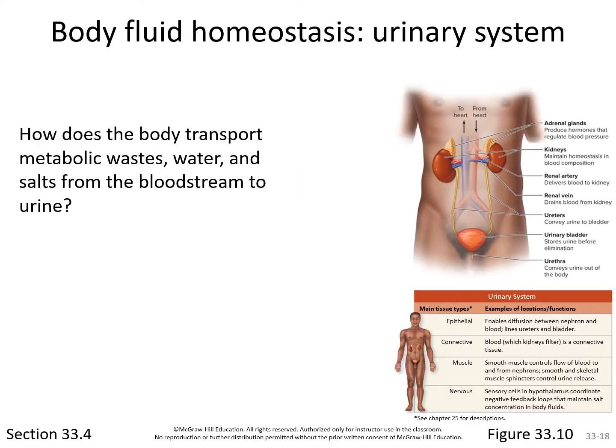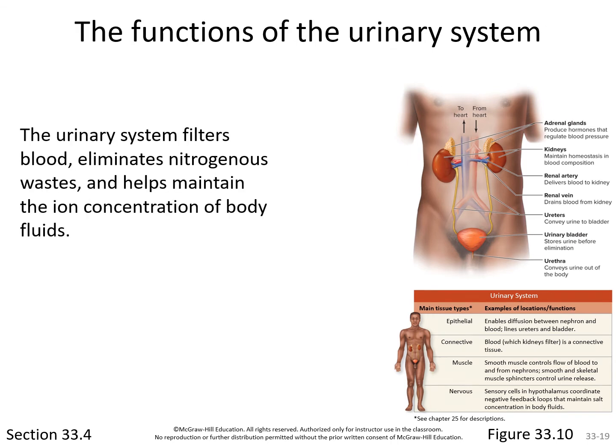All right, so how does our body transport metabolic wastes, water, and salt from the bloodstream to urine? And this is what we're going to spend basically the rest of this PowerPoint on, the urinary system. So basically, this filters blood, it eliminates nitrogenous waste, it helps maintain the ion concentration of body fluids. And what I mean by ion concentration is basically things like hydrogen, sodium, potassium, calcium, and so forth.